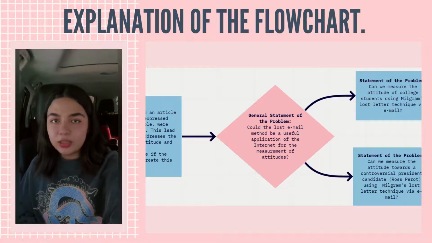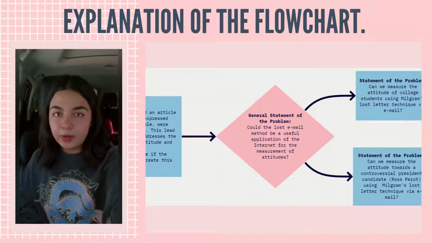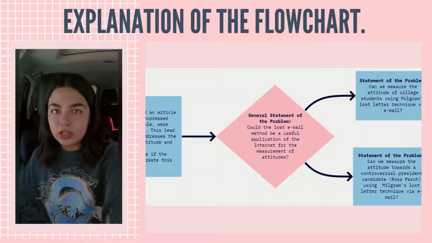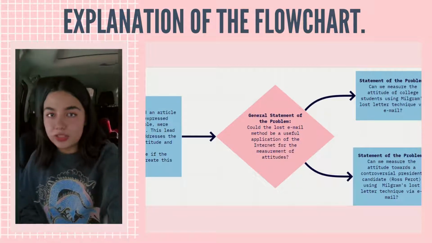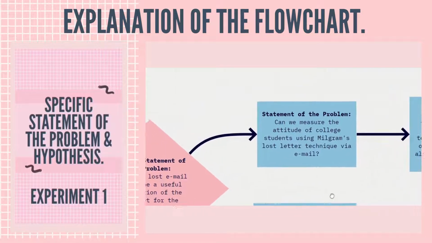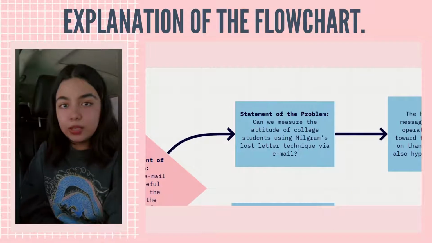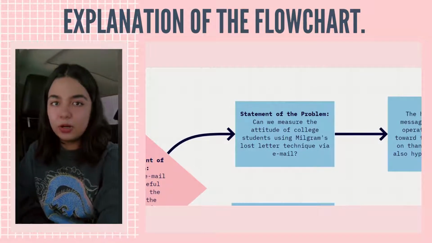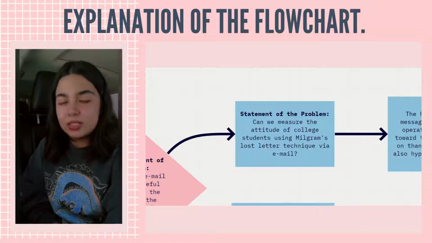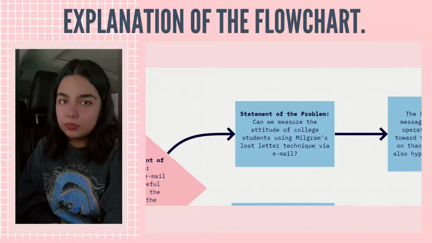The general statement of the problem of both experiments is: could the lost email method be a useful application of the internet to measure attitude? Now, the specific statement of the problem and the hypothesis were different for both experiments. This is because the subjects of study were different too.